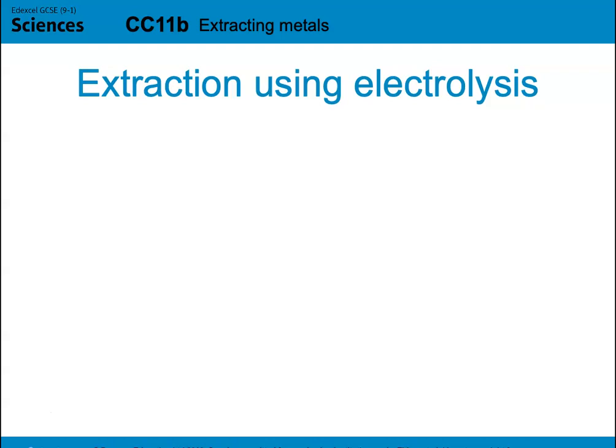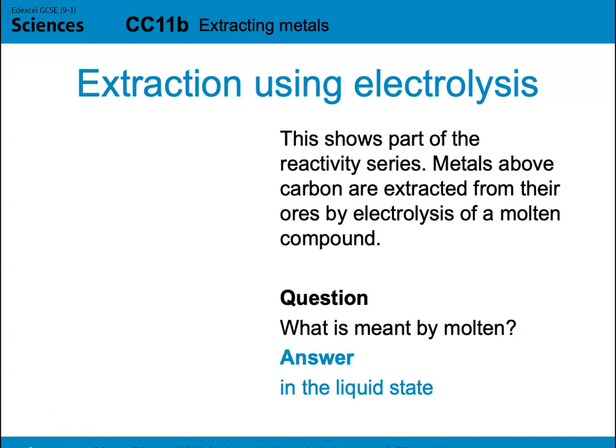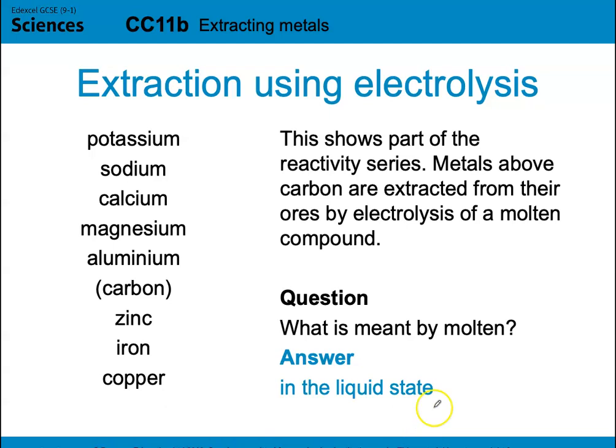Okay, now let's look at extraction using electrolysis, and the example will be extraction of aluminium. Just a quick recap of the reactivity series. Please note here something important. The word molten means liquid state. We can't extract metals from solids. So the metal compound needs to be molten. It needs to be melted. So we will heat it first in order to melt the compound.